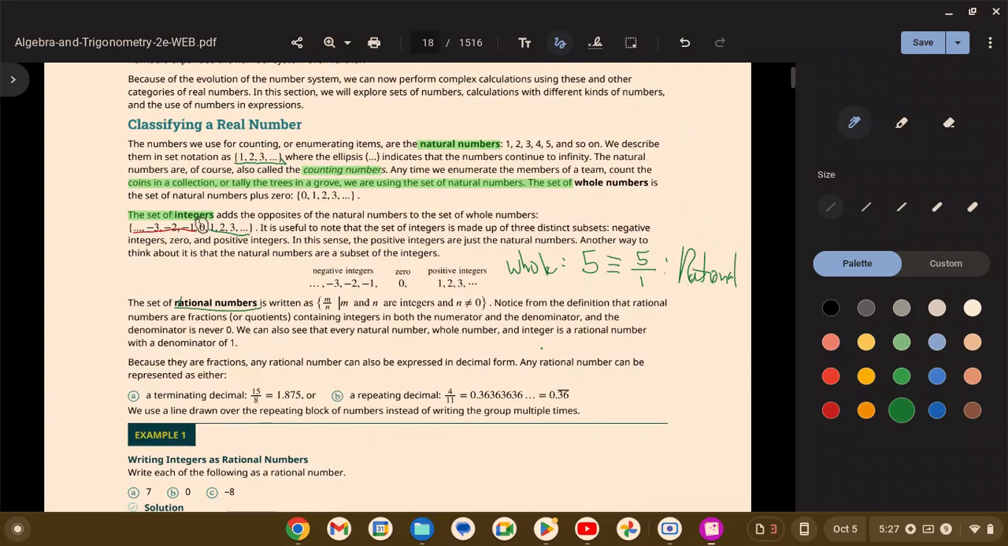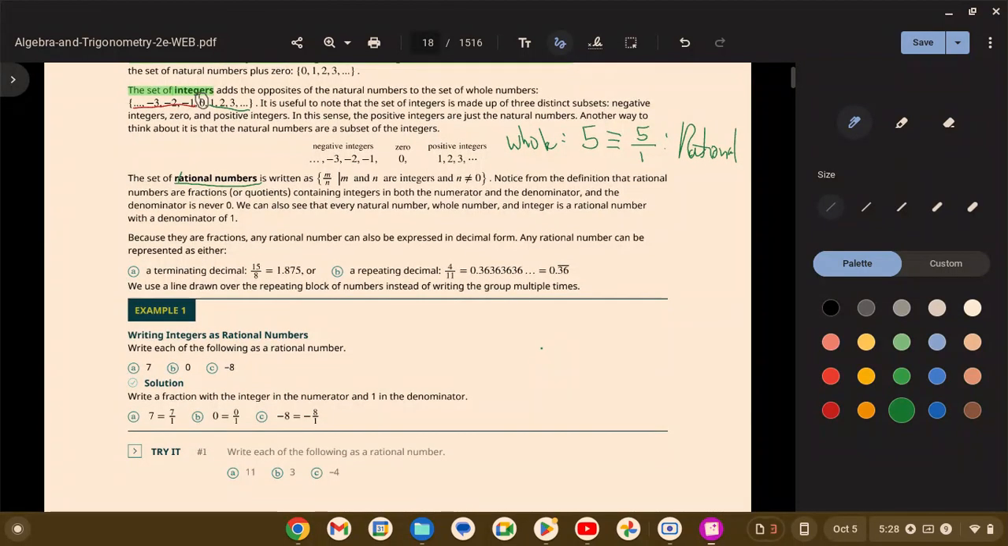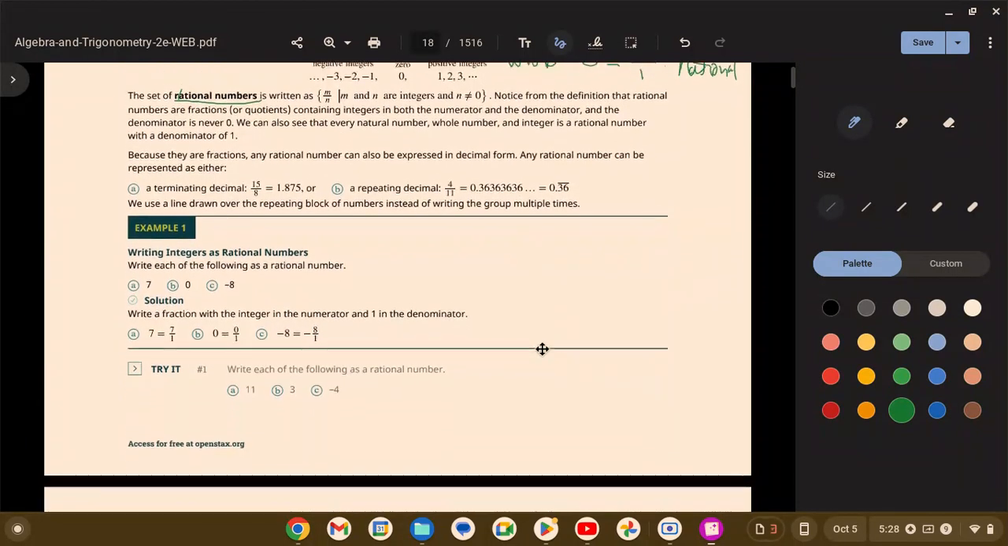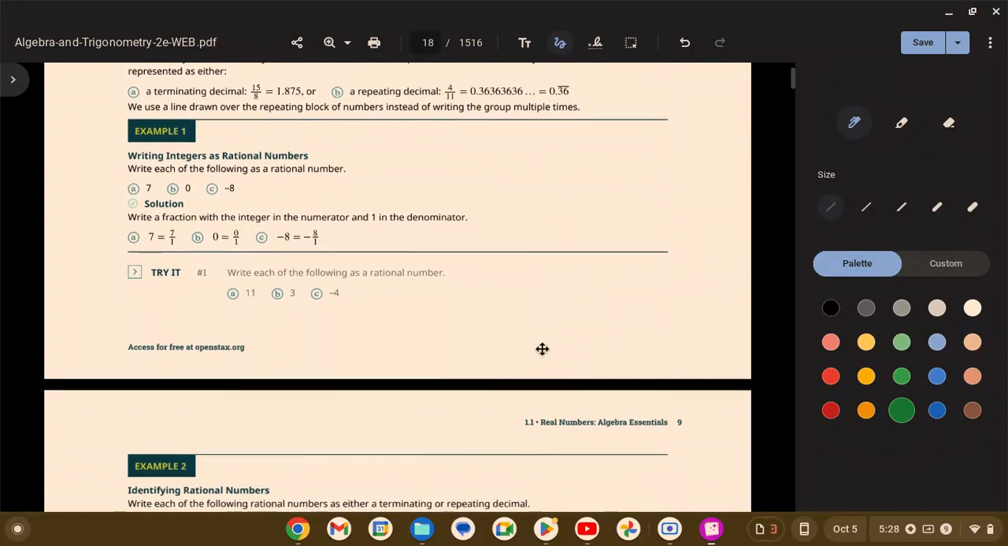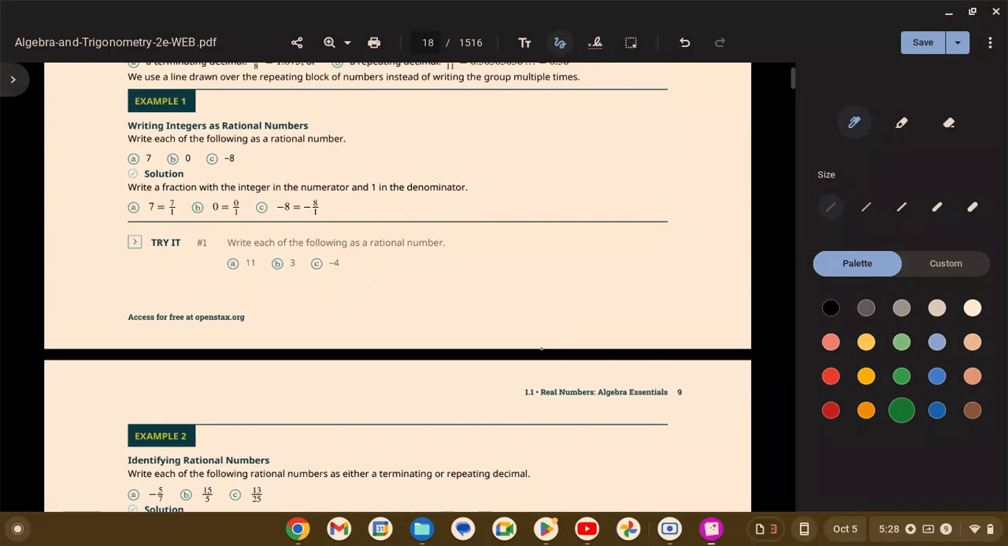So that will be 7 over 1, 0 over 1, and negative 8 over 1. Example 2: Identifying rational numbers. Write each of the following rational numbers as either a terminating or repeating decimal.